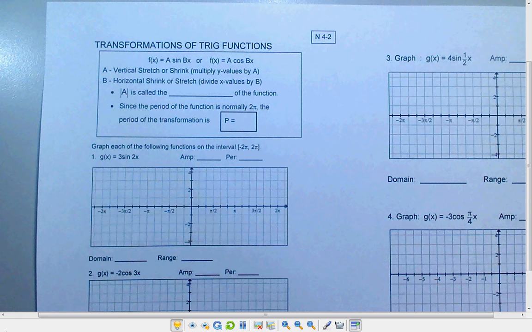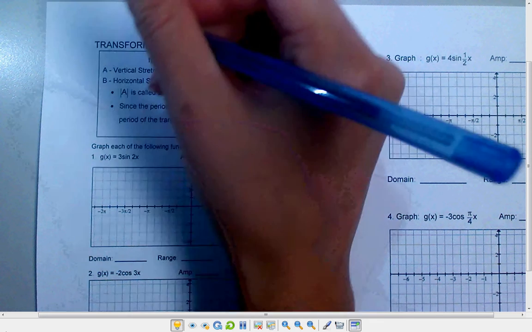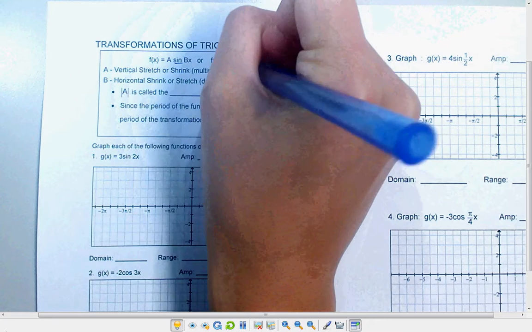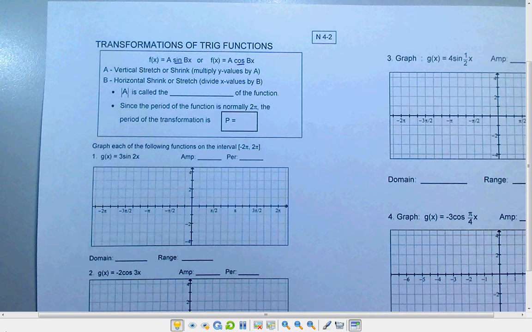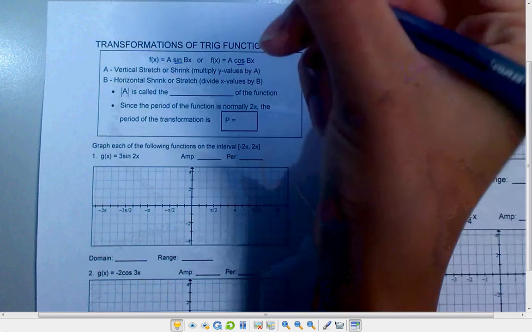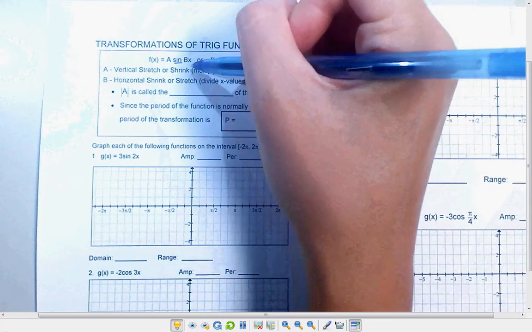Unit 4, Lesson 2 is on transforming trig functions. So we're only going to be transforming sine and cosine trig functions. We will not be using tangent. Today we're only focusing on vertical and horizontal stretches or shrinks.